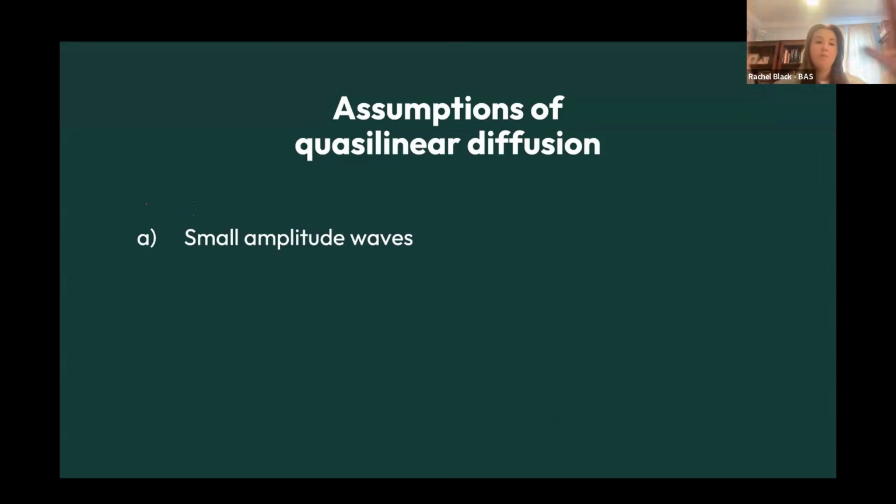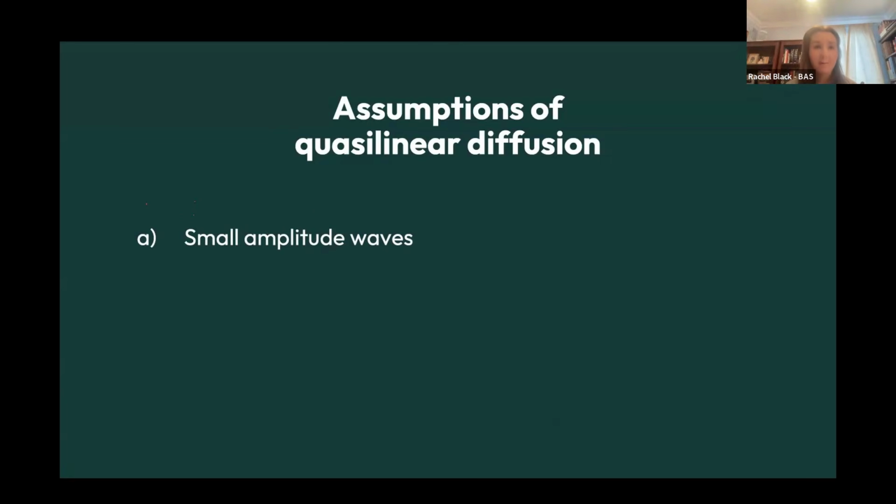Returning back to this idea of quasi-linear diffusion, in this framework, to build up that picture of a diffusive random walk of the particles across pitch angle and energy space, we have to have tiny little kicks of the waves upon the particles, so that we're just building up this random walk, and that requires a few conditions upon the waves.